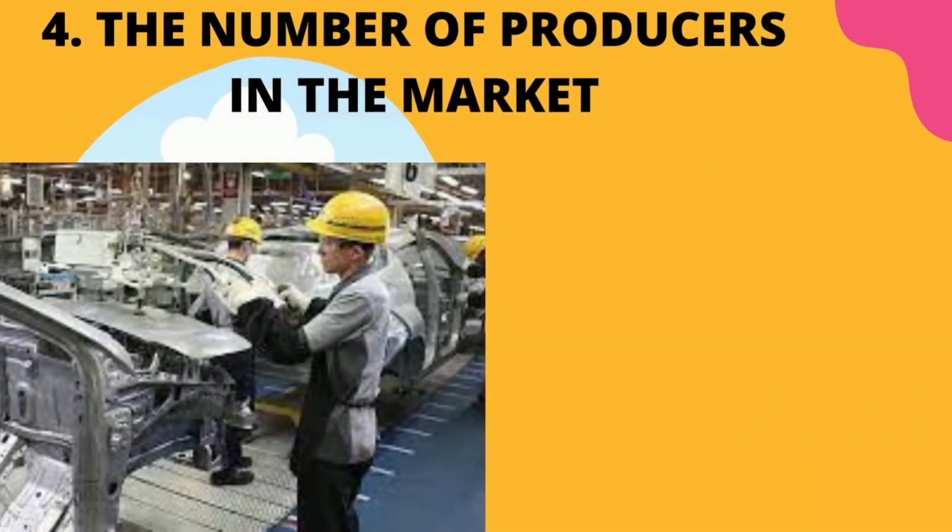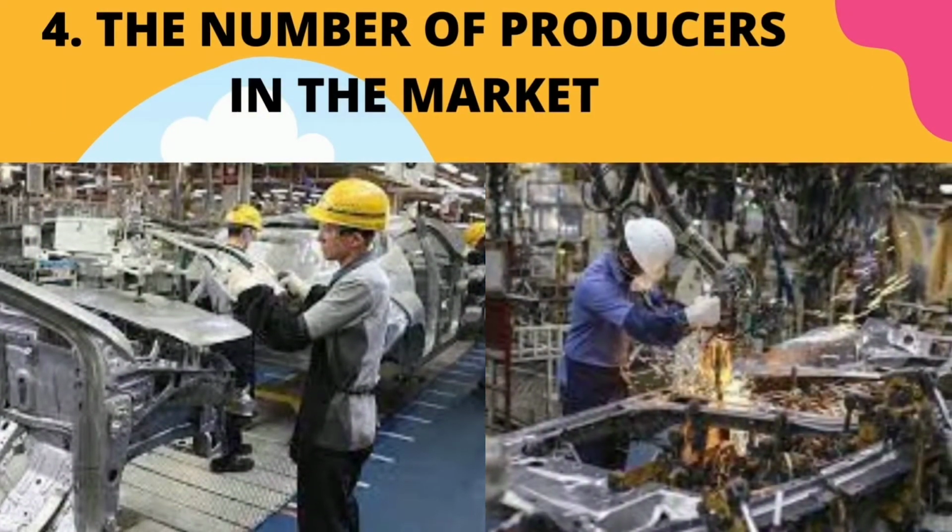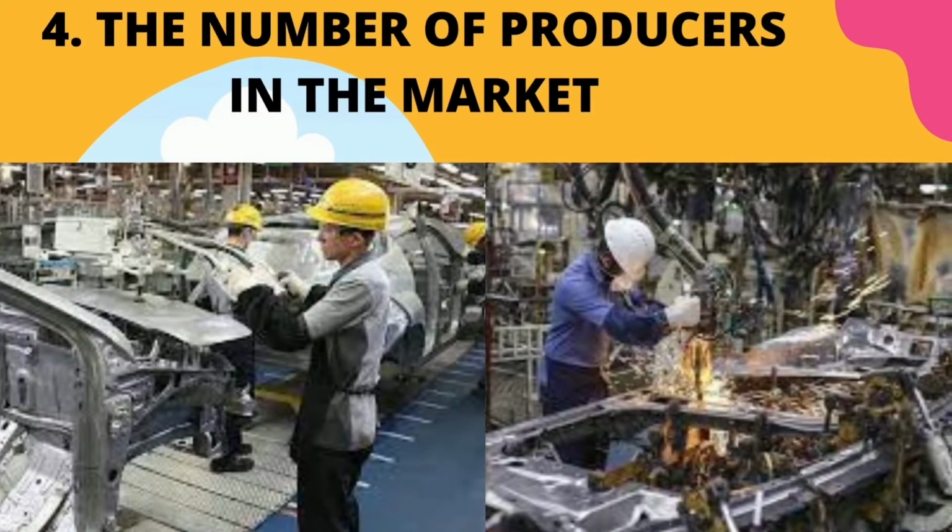4. The number of producers in the market. The greater the number of producers of a product in the market, the higher the supply of the product to the market, and the fewer the number of producers of a product in the market, the smaller the supply of the product to the market.